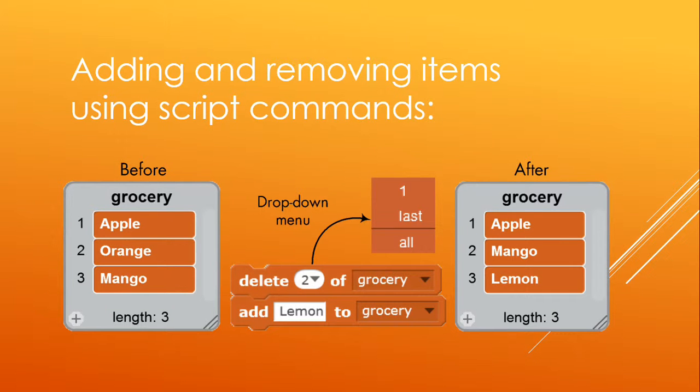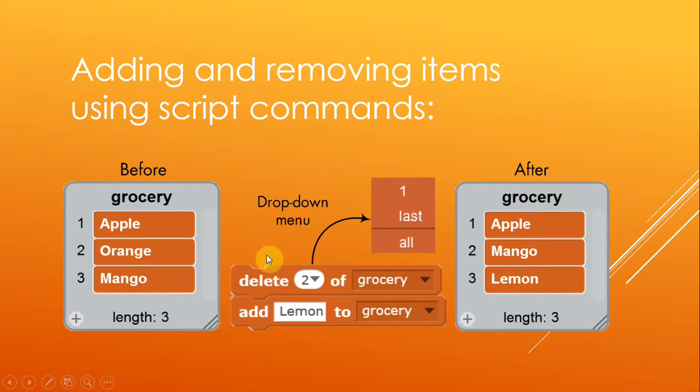Okay, so here we can look at adding and removing items through code. If we have an item on the left hand side, we have the list of groceries, apple, orange, mango. If we now say delete 2 of grocery, item 2 orange will disappear. As you can see, you can use the 1, so we can replace 1 by any number or position in the list. Last was the last item added, so the bottom item in the list, and all will clean your whole list out.